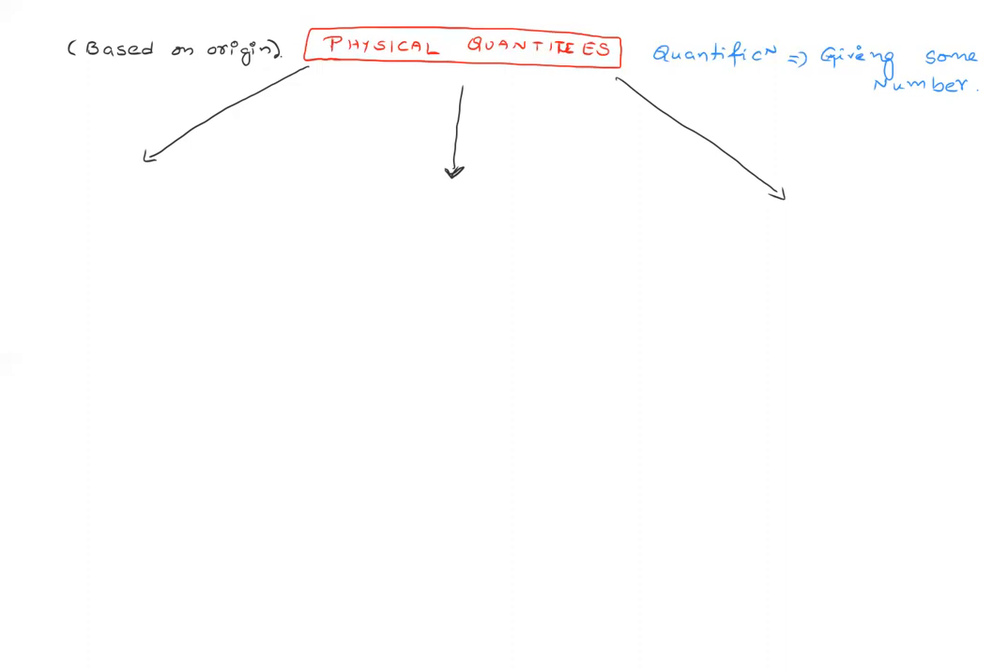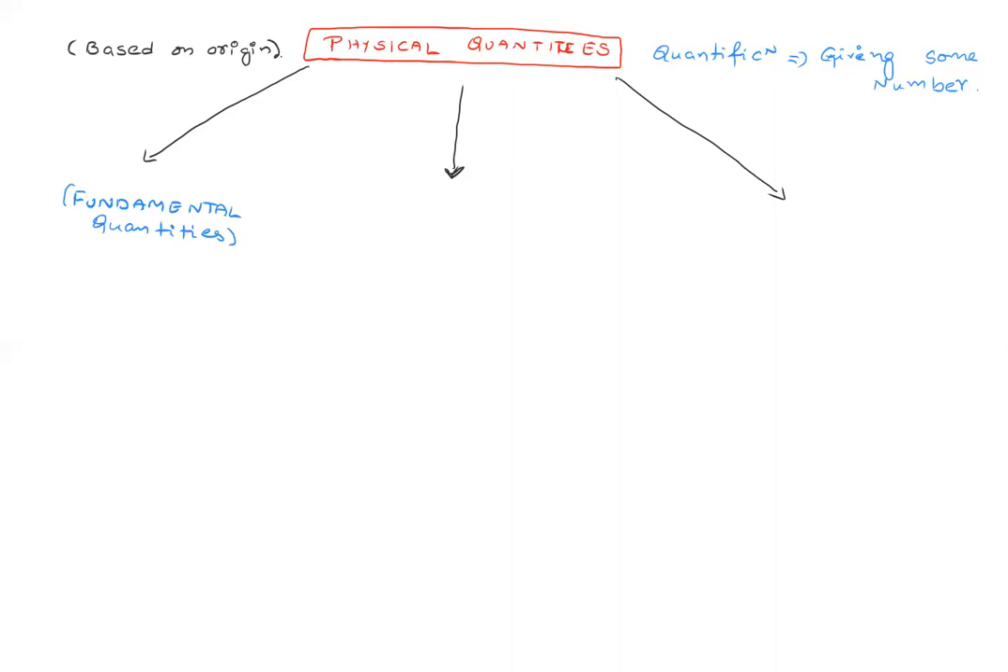The first type is fundamental quantities. Fundamental quantities are the most basic quantities. They have independent existence. Any other quantity you take is defined from fundamental quantities. So fundamental quantities is the first thing.